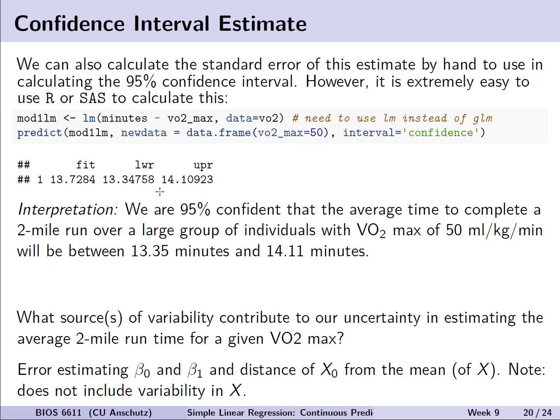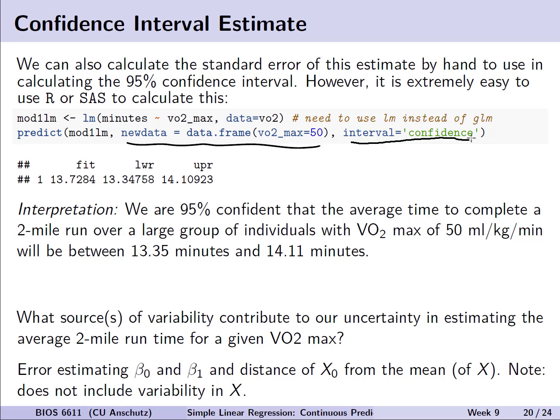For the interval estimate, we can now take advantage of R to do the work for us. There are a few caveats if we're trying to stick with base R functionality. Instead of using GLM, we will have to fit the model again with LM. This will then allow us to use the predict function to specify the new data, where we just give a data frame with the predictors that we wish to specify the prediction at. In this case, it's just a VO2 max of 50.